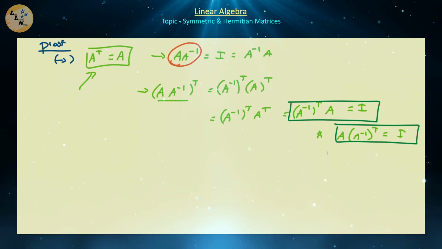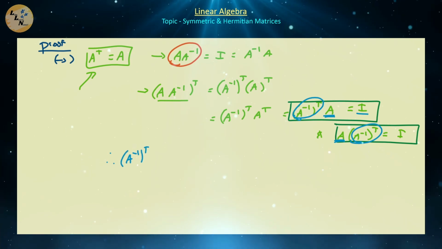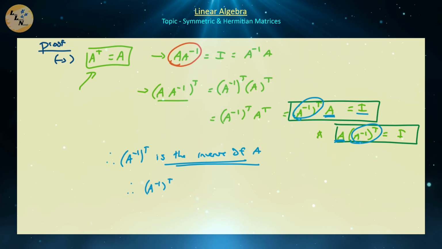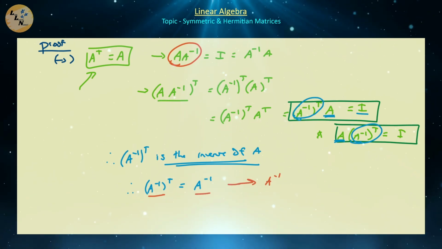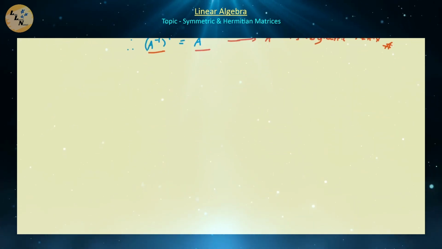So from this, what can we say? We have that this matrix times A is equal to the identity. Also, that matrix A times that matrix is also equal to the identity. So that means that A inverse transpose is the inverse of A. So how do we write this in symbols? That means A inverse transpose is equal to the inverse of A, which means the transposition of a matrix is equal to that matrix itself, which proves that A inverse is a symmetric matrix. Right? And that concludes the proof of that quite interesting theorem.